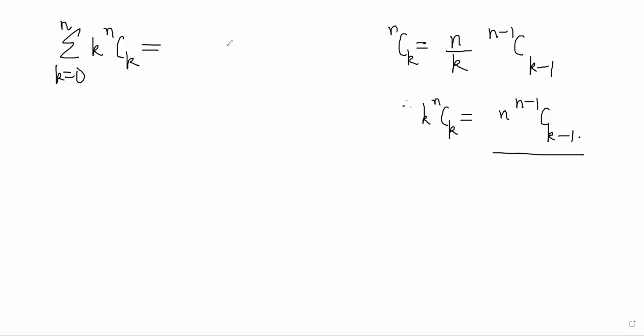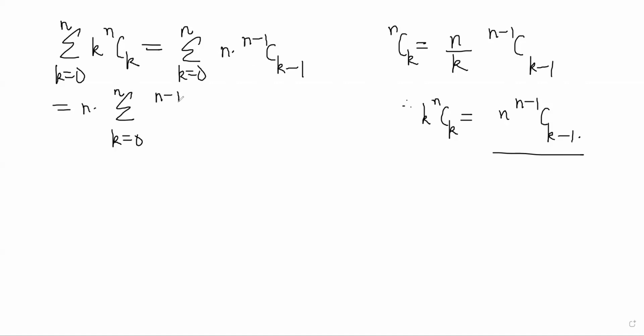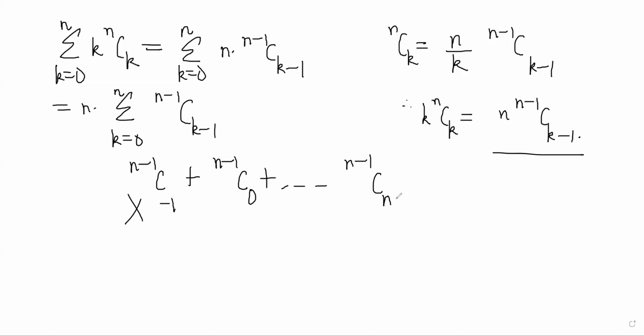And if you replace this now with n times n minus 1 c k minus 1, summation k goes from 0 to n, the n can go out of the summation, and you get summation k is equal to 0 to n of n minus 1 c k minus 1. This summation runs from n minus 1 c minus 1, which is not defined, so we can call it 0, n minus 1 c 0 till n minus 1 c n minus 1, right?